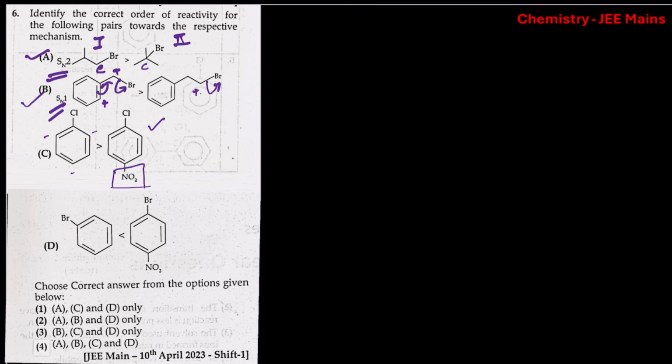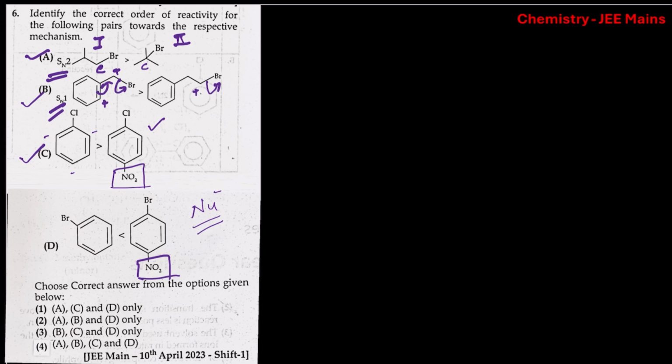So the order of reactivity shown in option C is also correct. Now option D. In option D, this is bromobenzene and here there is a NO2 group present at the para position. Again, this bromobenzene is less reactive towards nucleophilic substitution reaction in comparison to the one containing NO2 at the para position, because nucleophilic substitution means nucleus seeking group. A group which is rich in electron will attack the benzene ring where the electron density is low.